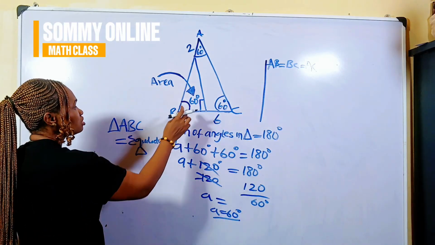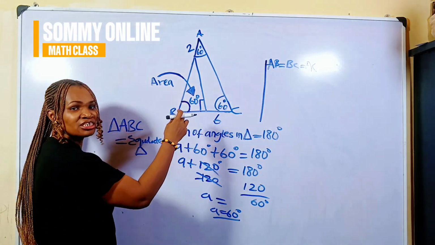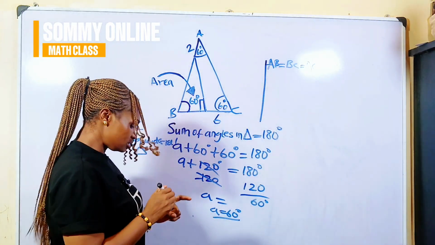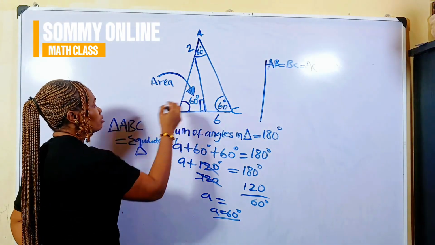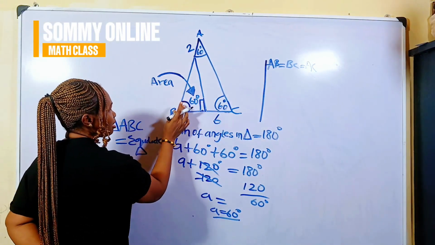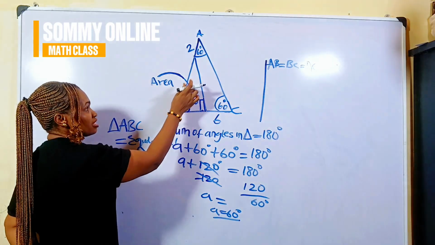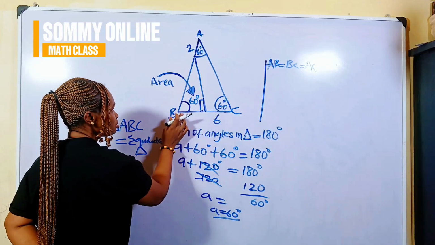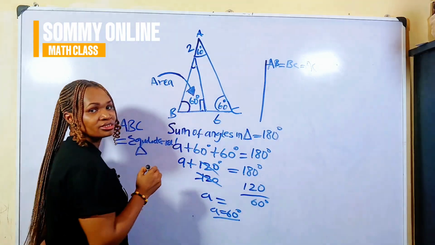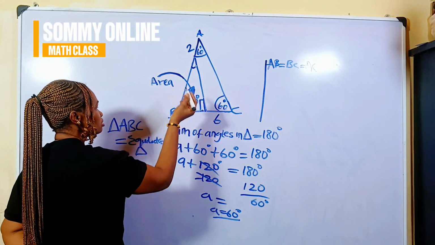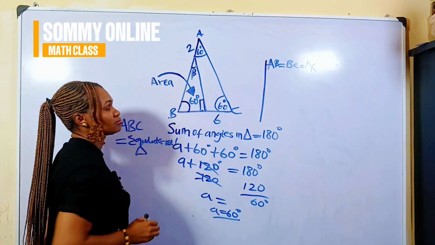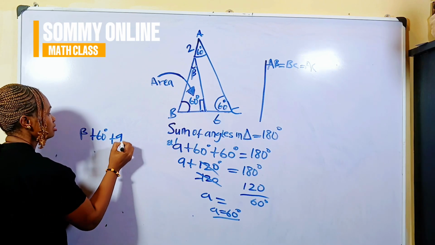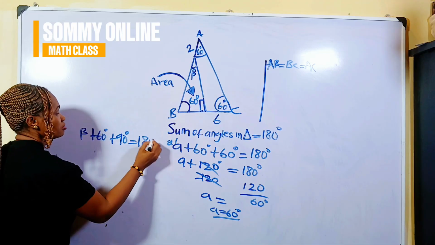Now we've gotten this angle, and one of the advantages we have in this geometry is that we have a right angle triangle here. This angle is 60 degrees because we are asked to find the area of this smaller triangle. This one is 90 degrees, this one is 60 degrees. So let's find the angle that is meant to be inside this triangle. Let's call this beta. Beta plus 60 degrees plus 90 degrees is equal to 180 degrees.